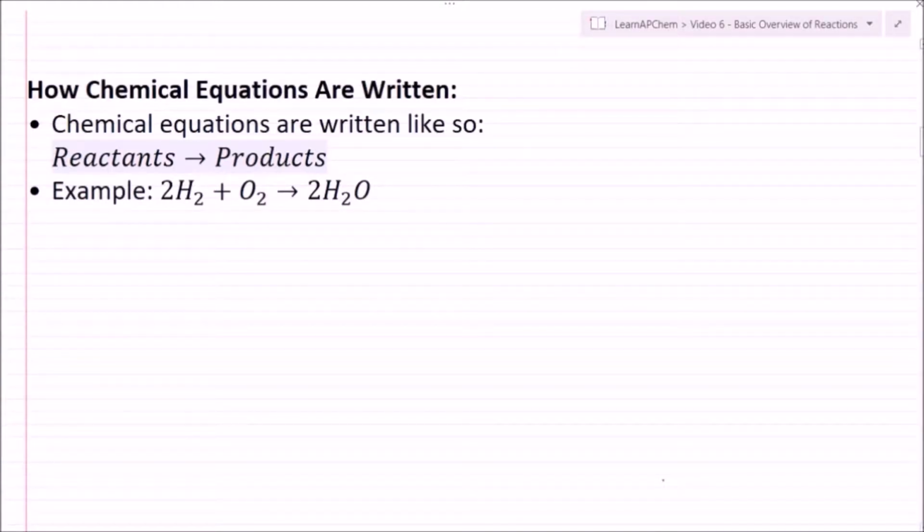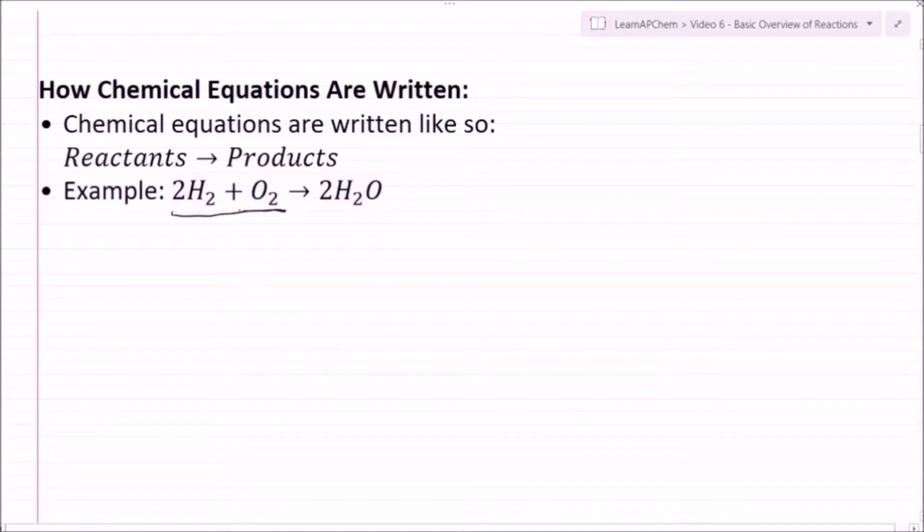Alright, so let's talk about how chemical equations are written. Chemical equations are written like so. So we have reactants, a chemical reaction happens, and these become our products. So for example, I've written out the combustion of hydrogen gas and oxygen gas to become water. So we have our reactants here, two molecules of hydrogen gas, one molecule of oxygen gas. They undergo a reaction, and then they become the product, which is two molecules of water. So again, reactants, reaction, products.